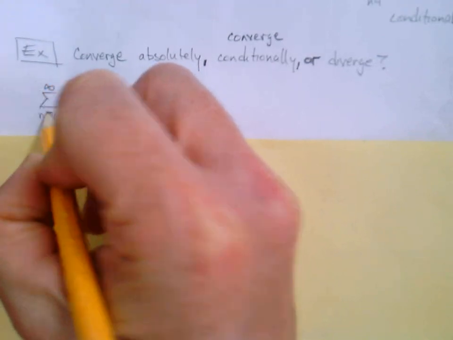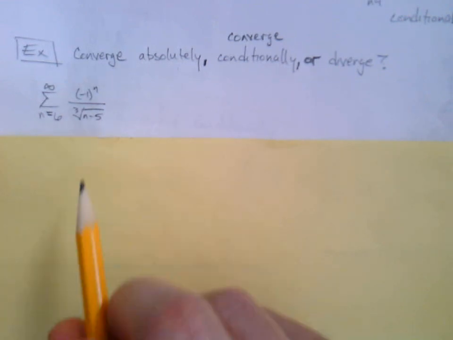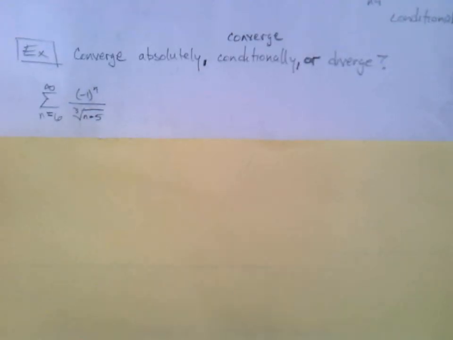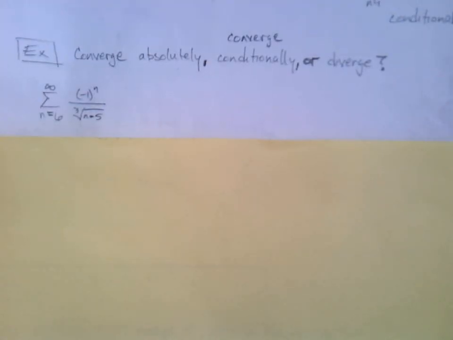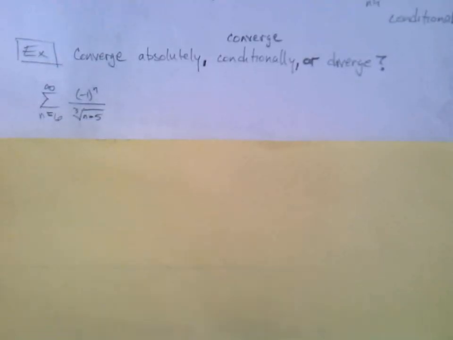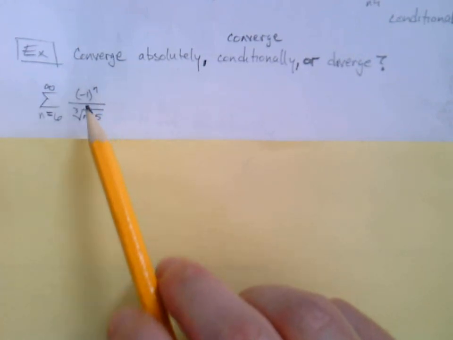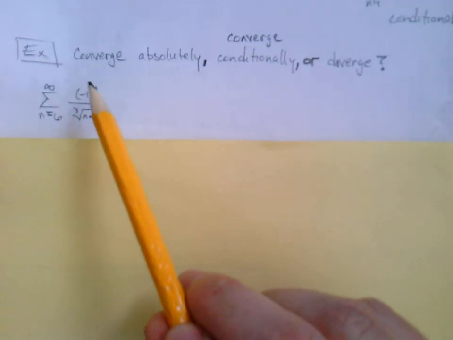The sum from n equals 6 to infinity of negative 1 to the n power over the cube root of n minus 5. It makes sense why we start at n equals 6, so we don't divide by 0. Anyway, does that converge absolutely, converge conditionally, or does it simply diverge? If it diverges, then that's just it. There's no special name for that. It diverges. There are a couple of different angles you could take.